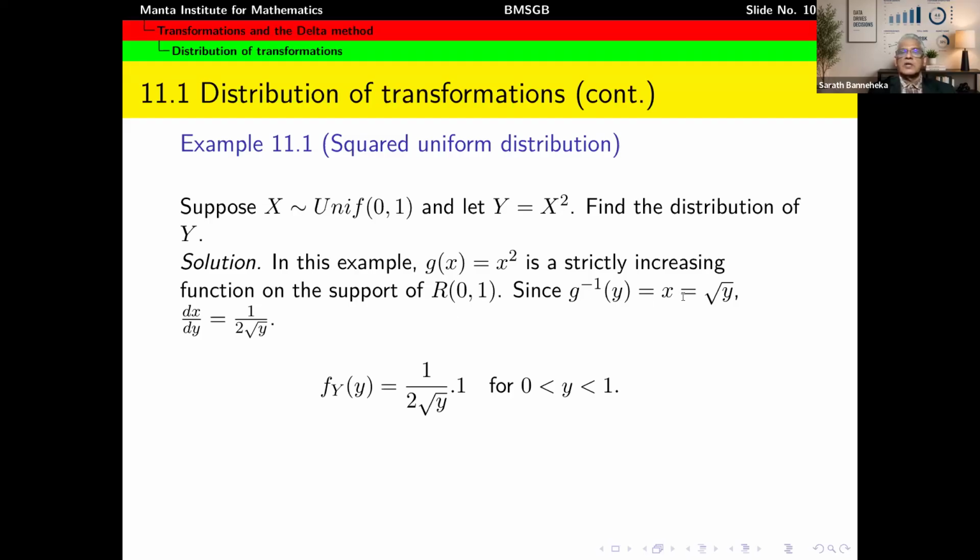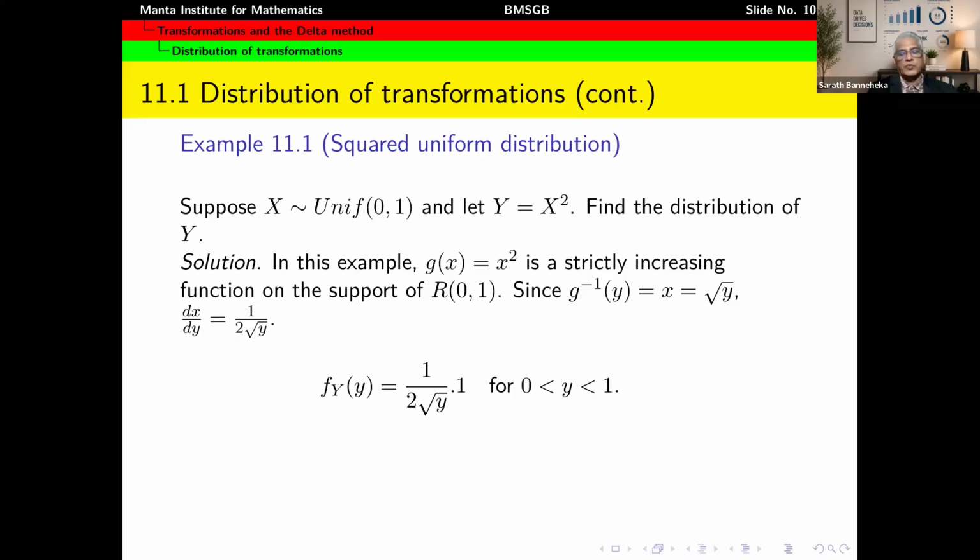So in that case, g inverse y, which is equal to x, is equal to square root y, right? Y is equal to X square as a random variable. Otherwise, you can write down this as simple y is equal to simple x square. So x is equal to square root y because now x is in 0, 1 interval. And therefore, dx over dy will be 1 over twice root y. Dx over dy is necessary for us to get the density function of y.